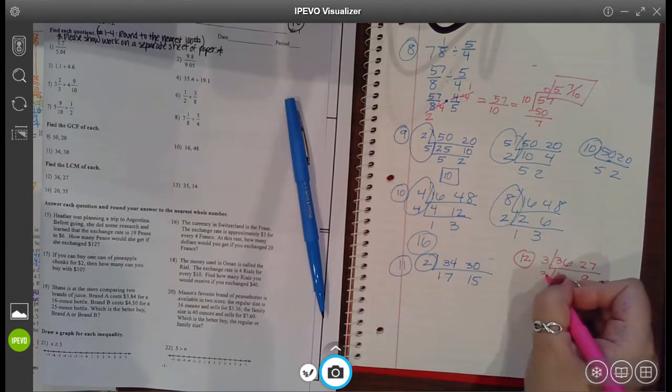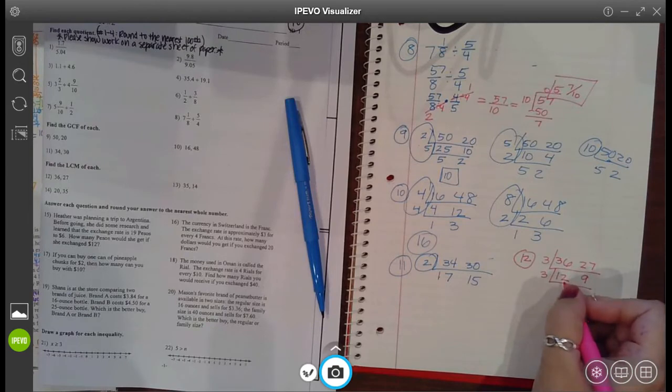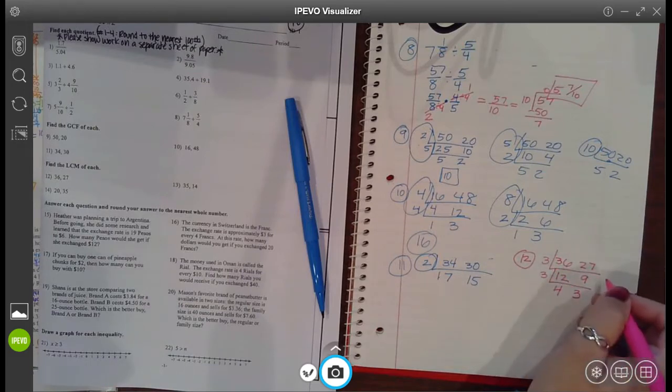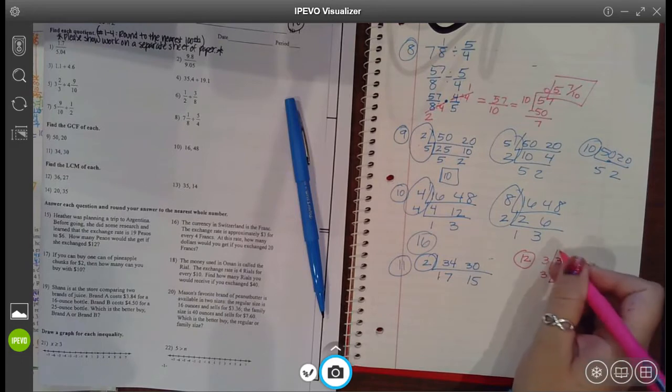Yeah. 3 can. 3 times what is 12? 4. 3 times what is 9? 3. Now, some of you guys are thinking, Miss Love, you made a mistake. We moved sections. We're now doing LCM, not GCF anymore. I know, but it still starts the same. The only thing that's different is if they asked for GCF, I'd say, oh, it's 3 times 3, it's 9.